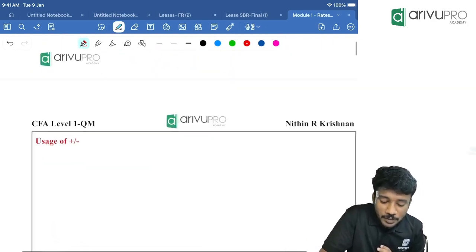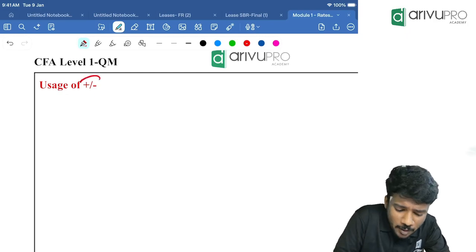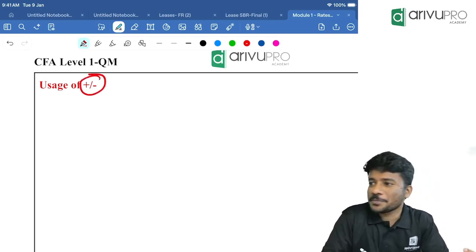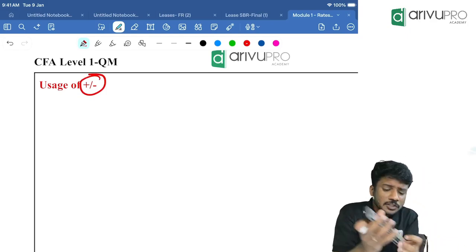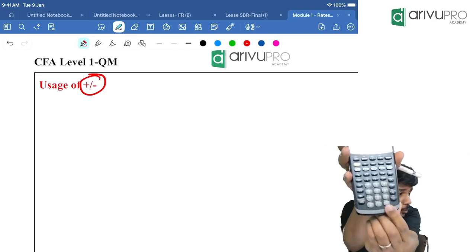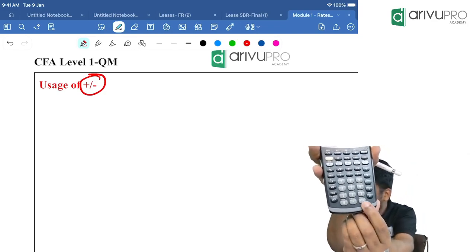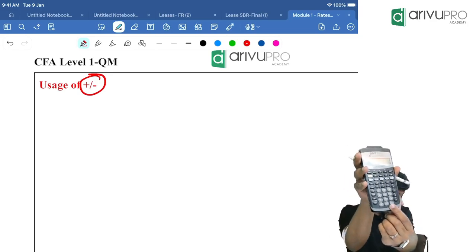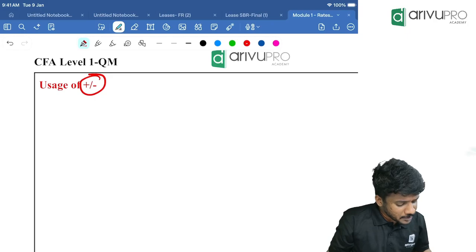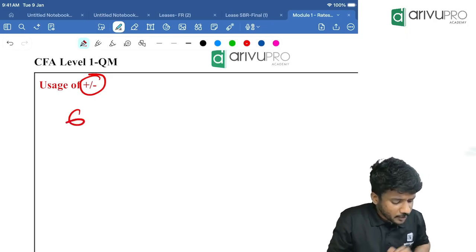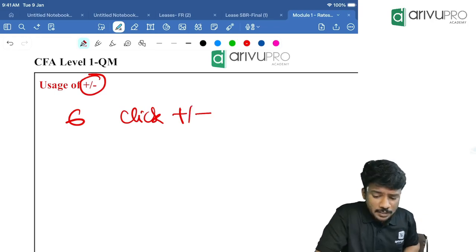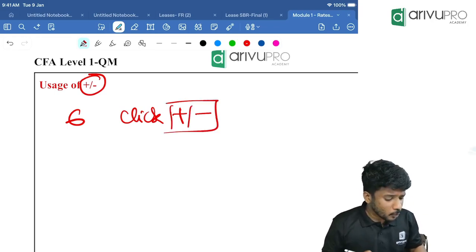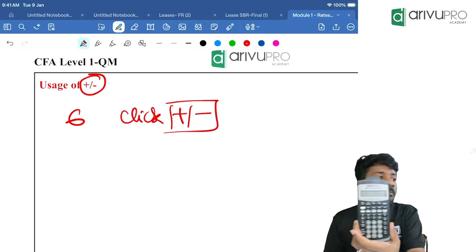Next one, usage of plus or minus. What might be the usage of plus or minus, people? In the bottom row, there is a sign called plus or minus on your calculator. Is there a plus or minus sign? Yes. Now, type 6 on your calculator. Then click plus or minus. You click that button. Then what happened to that 6? The 6 became minus 6.